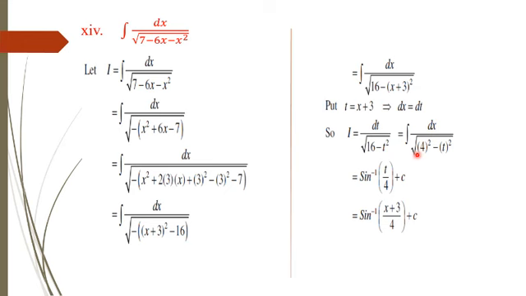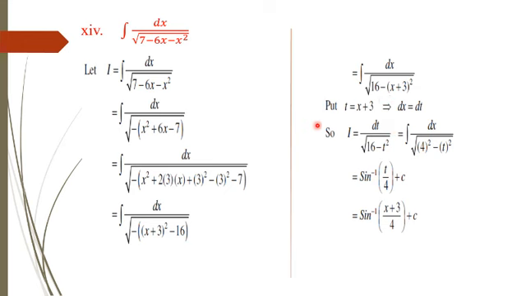And we know that the integration of a square minus x square is sine inverse of x over a. Here, instead of x, we have variable t, so sine inverse of t over a. What is the value of a? The value of a is 4, so sine inverse of t over 4 plus c.